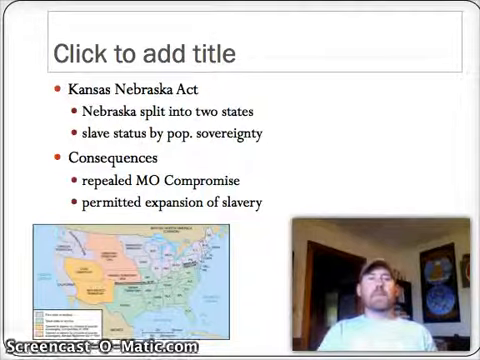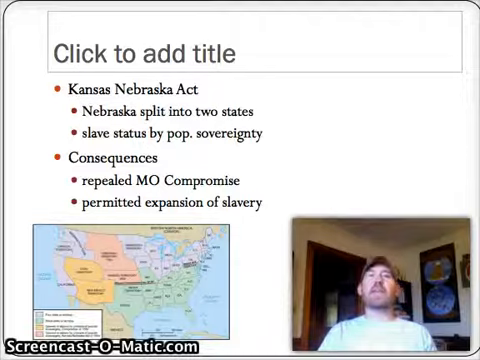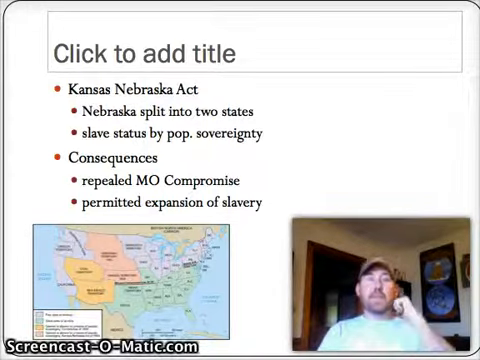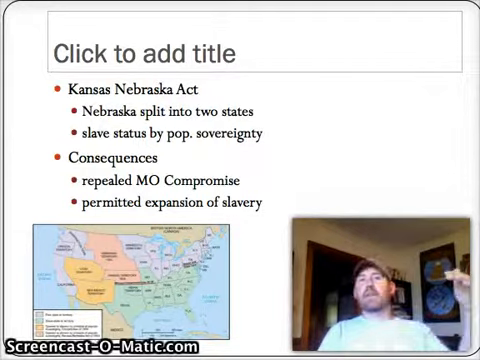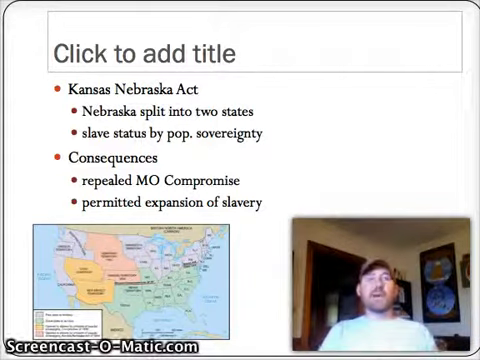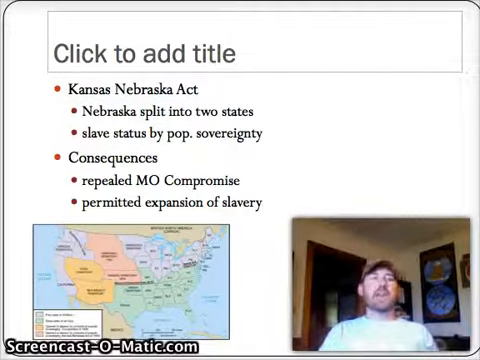Okay, and what ends up happening is the territory of Nebraska gets split up into two states, Kansas and Nebraska, and they decide to do the slave status by popular sovereignty. Now there is a problem with this. Previously, with the Compromise of 1820, it was stated there would be no slavery above that 36°30′ line. Well, if you look at the map, the territory of Nebraska is above that line, so it should not be slaveholding at all. Well, by saying you can use popular sovereignty, you're kind of undermining that, and you're basically informally repealing that compromise. You're saying it no longer applies.